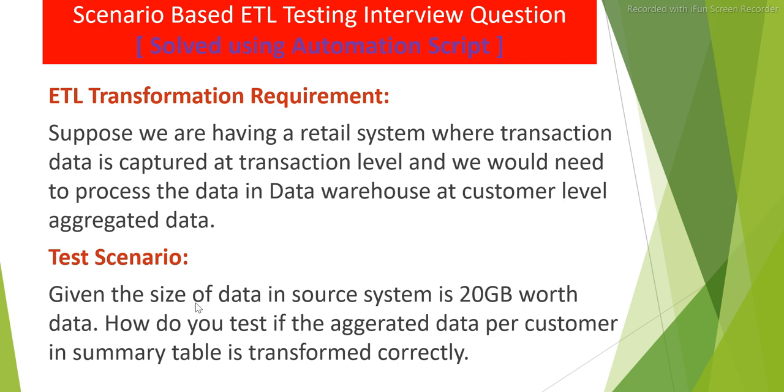It says that the size of the data in the source system is 20 GB. So the transaction data in my flat file is 20 gigabytes, which is a very huge amount of data. Now, how do you test whether the aggregated data per customer in the summary table is transformed correctly? You can understand, with 20 GB of data, you need to ensure the entire data loaded in my summary table is correctly transformed and loaded or not.